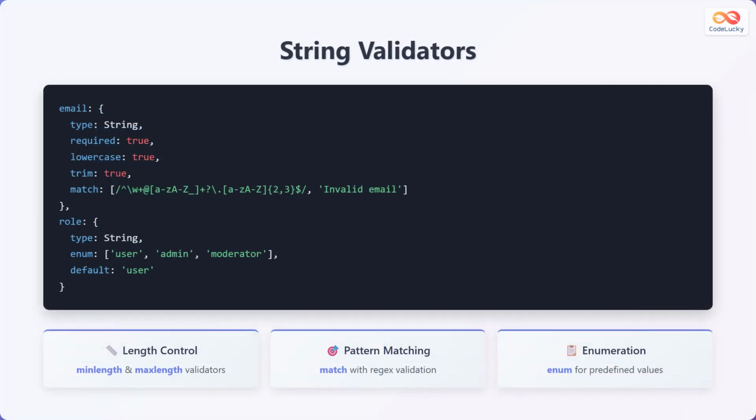Mongoose provides several built-in string validators that can be used in your schemas. Let's consider an example here. The email property includes several validators. The type is string, it is required, it should be in lowercase, there should be no spaces at the start or end, and finally it uses the match validator with a regular expression to validate the email format. Similarly, the role property uses the enum validator to ensure that the value is one of user, admin, or moderator.